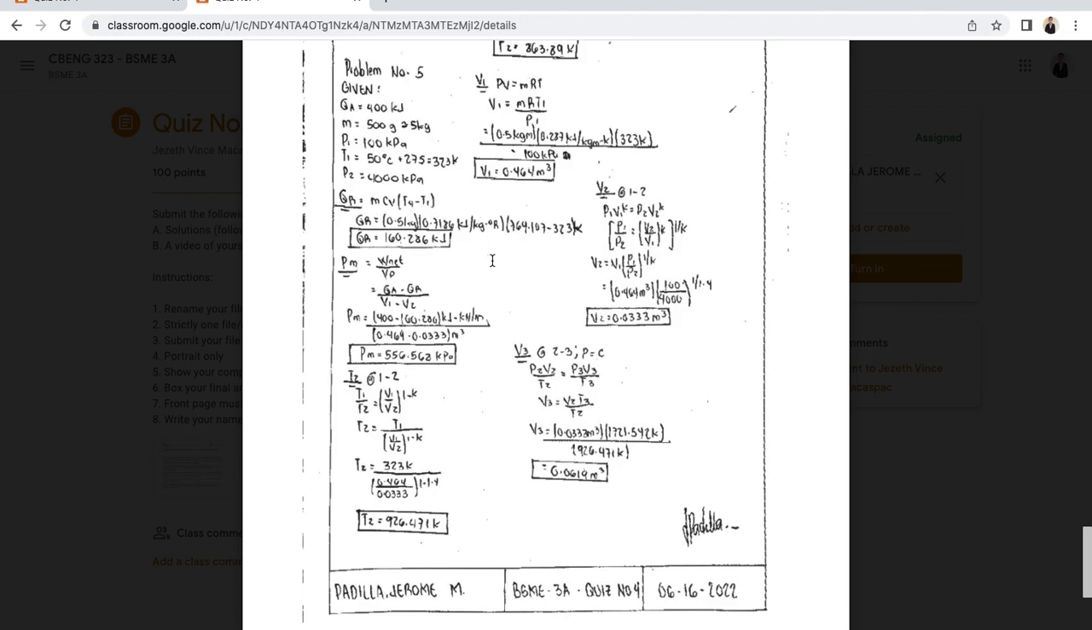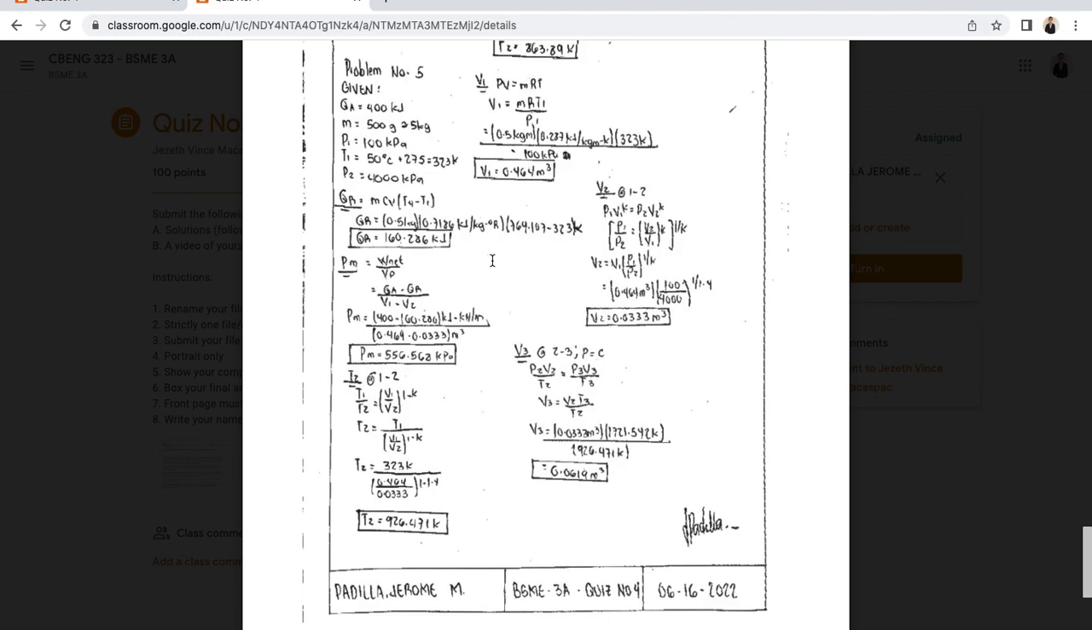For the MEP, yung gagamitin natin formula is work net over displacement volume, or QA minus QR over V1 minus V2. So QA 400 minus the QR 160.286 kJ over the V1 0.464 cubic meter minus for the V2 0.0333 cubic meter. Yung nakuha natin answer for the MEP is 556.568 kPa.